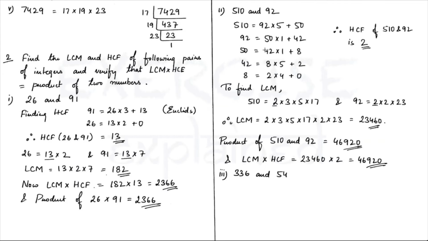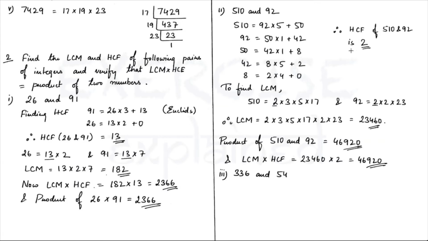Now 42 comes as dividend, 8 comes as divisor. So 42 can be written as 8 into 5, that is 40. Now if I subtract 40 from 42, I get 2. So the remainder becomes 2. Now I get this 8 as dividend and this 2 as divisor. So 2 into 4 gives us clearly 8. So we can tell that the HCF of 510 and 92 is 2.